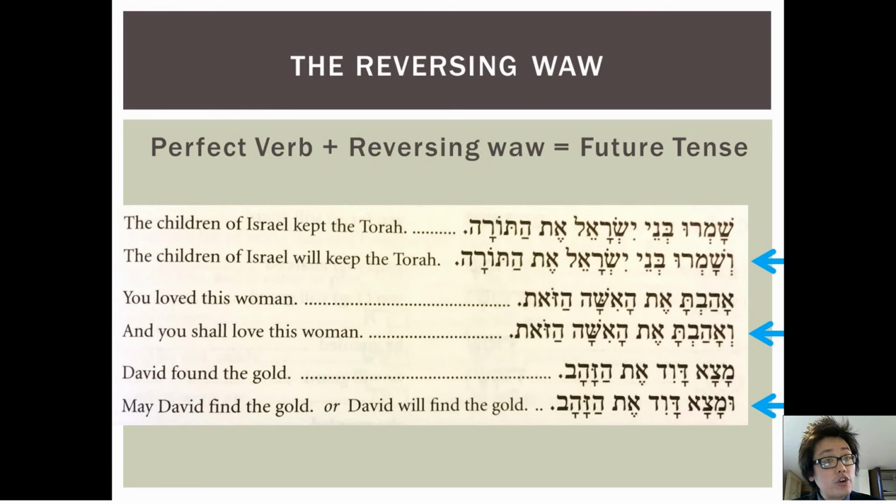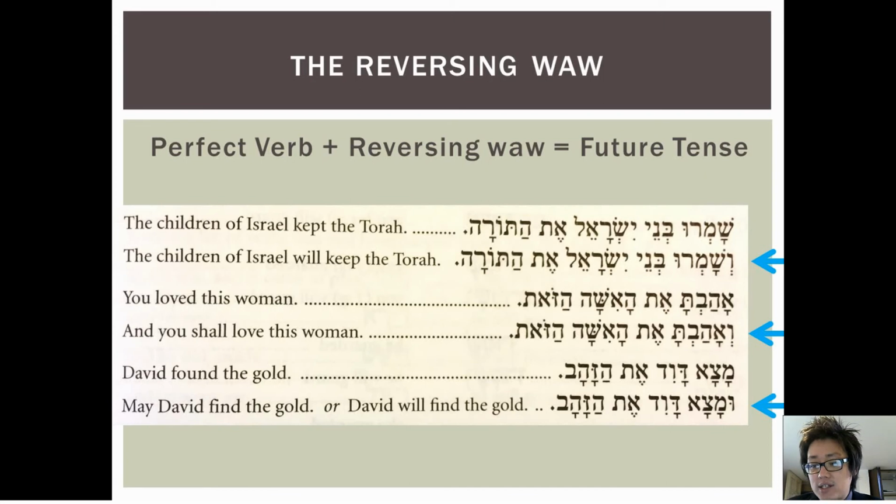Matzah, of course, the third masculine singular Pa'al perfect, associated with the subject David. So David found matzah. This is a verb that we've recently had. But David found what? Et hazahav, the gold. Now, what happens if we throw that reversing vav on there?